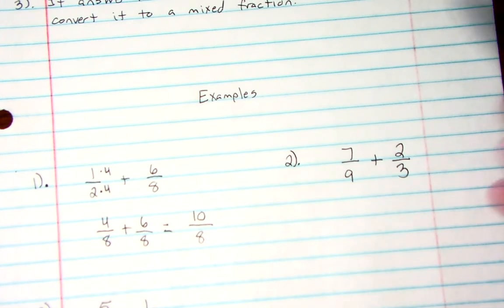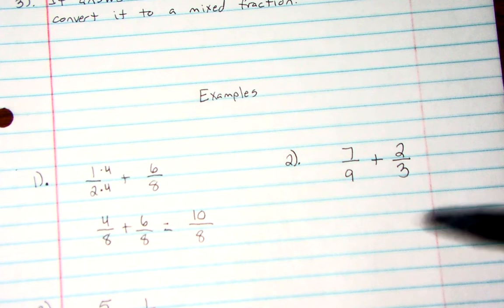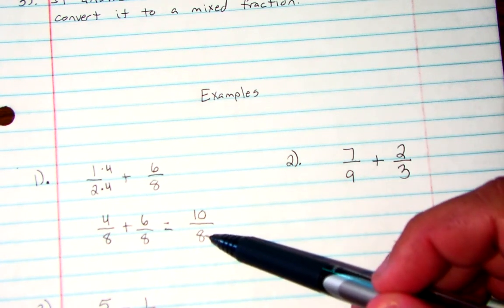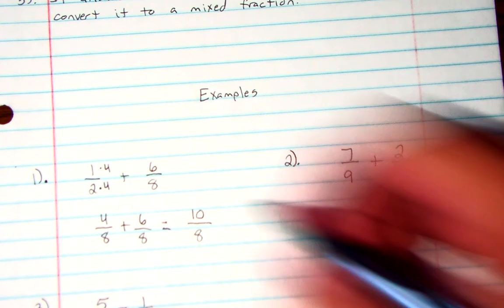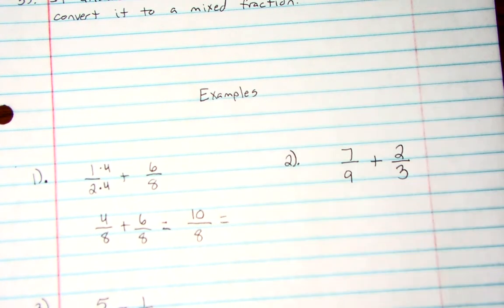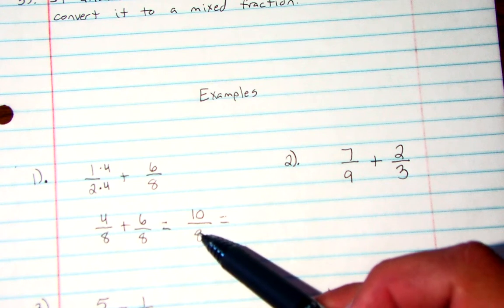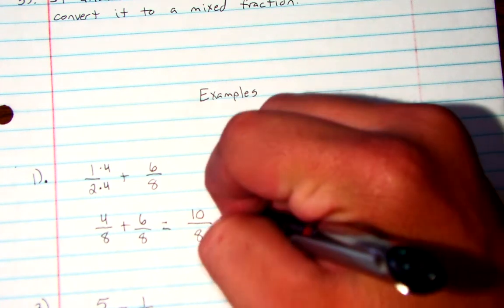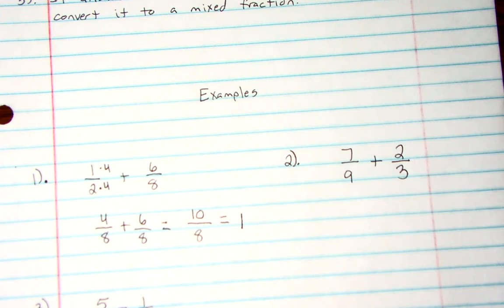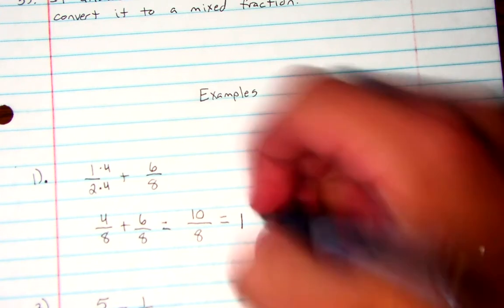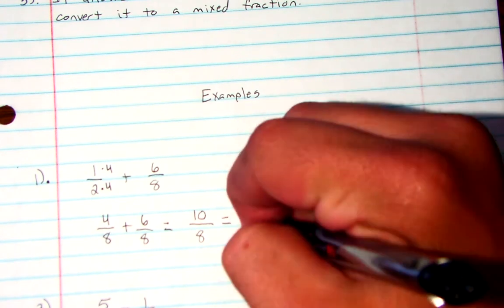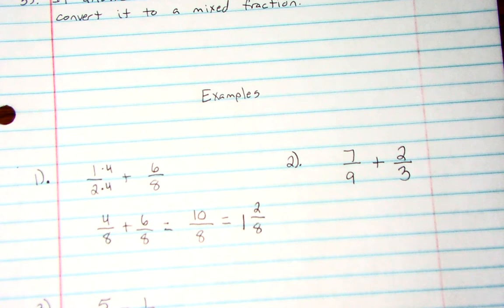Now, if you notice, I have an improper fraction. An improper fraction is where your numerator is bigger than your denominator. So we're going to create a mixed fraction now. The way you do that, you have to ask yourself, how many times can 8 go into 10? Well, 8 can go into 10 one time. With how much remaining? Well, 10 minus 8 gives you a remainder of 2. And then you put that over the common denominator, which is 8. So your mixed fraction is 1 2/8.